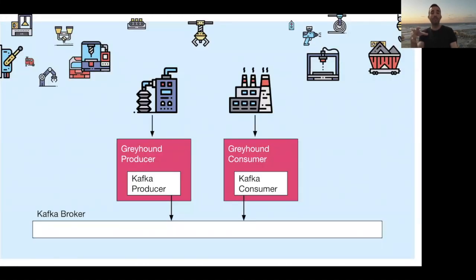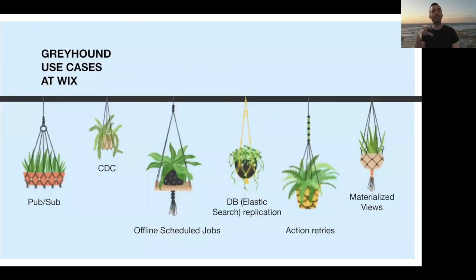So Greyhound Producer and Consumer are used by almost all microservices at Wix, so more than 1,400 microservices. And there are a lot of various use cases that use Greyhound in versatile manners. We have the classic PubSub, where the service will subscribe to domain object events that it's interested in, some creation event or update event. And also the offline scheduled jobs use case I described earlier, and any action that you want to retry and make sure that it completes successfully, you use Greyhound for that.